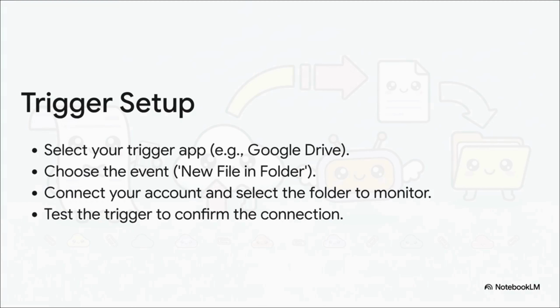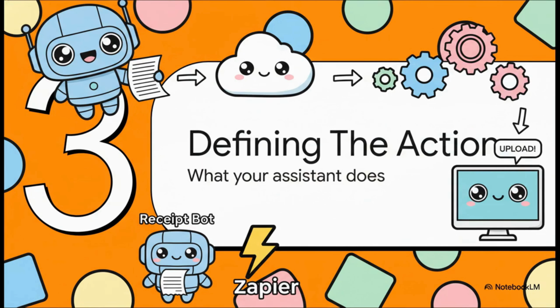And setting this up is a piece of cake. You're just telling Zapier which app to keep an eye on. Like Google Drive or Dropbox, and then you get specific. You say, the event I care about is a new file in folder. You point it to the exact folder to watch, run a quick test, and boom, Zapier knows what to look for.